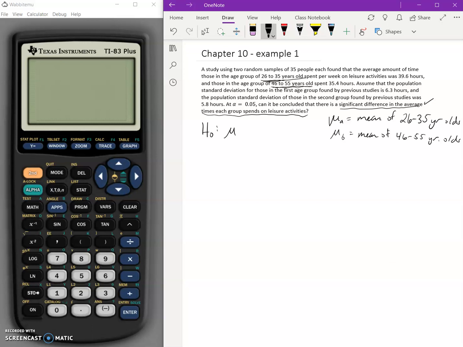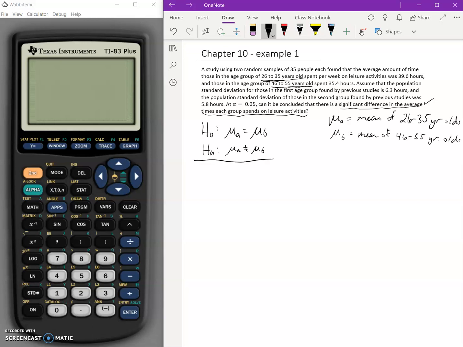So we have our mu sub A equal to mu sub B. We say that there is no difference between these. Now for our alternative hypothesis, we're asking, is there a significant difference? We don't know which one is more or which one's less. We're just seeing, are they different? So our alternative hypothesis is mu sub A does not equal mu sub B.